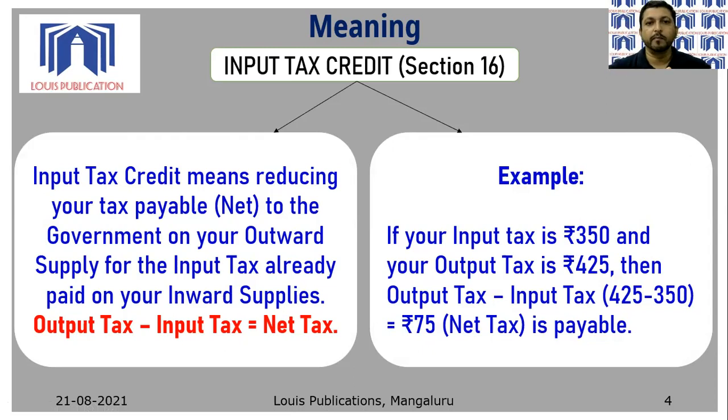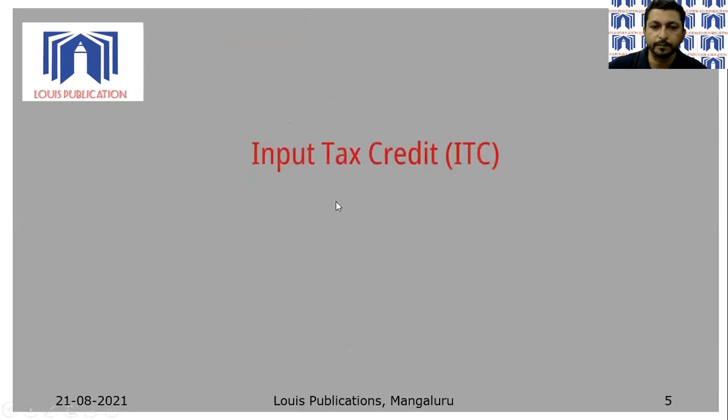So the difference of the amount is, we are supposed to pay 425, but out of that 350 rupees has already been paid to our supplier. So we have to pay only the balance of the amount, that is the difference of the amount, 425 minus 350, that is 75 rupees to the government. So that is about the concept of input tax credit.